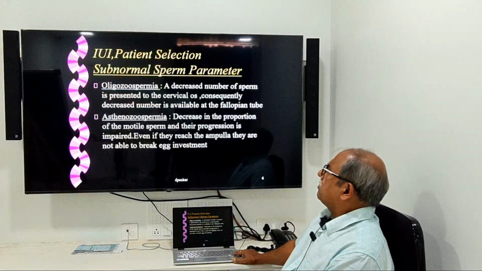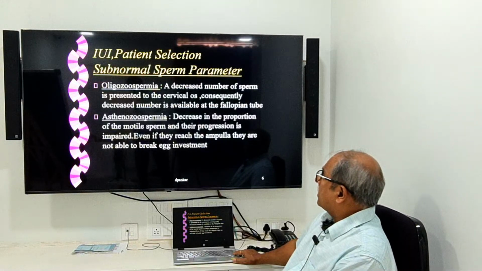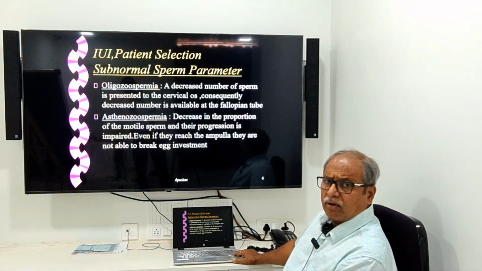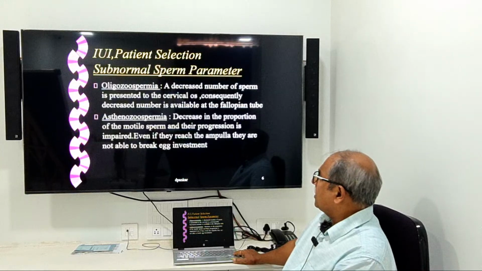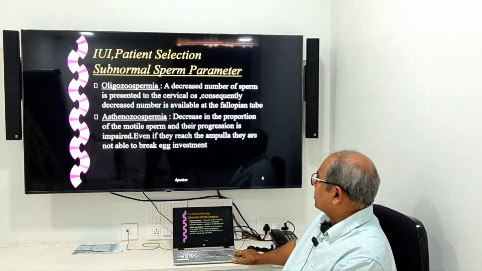Again, subnormal sperm parameter, the oligozoospermia, decreased number of sperm is presented to the cervix, and consequently a decreased number is available at the fallopian tube. This is a very common logic. Asthenozoospermia, if the sperm are not moving well, decreases the proportion of motile sperm and the progression is impaired.